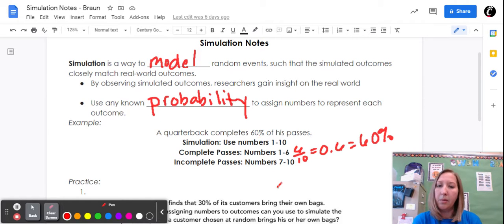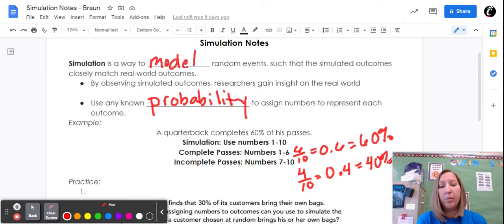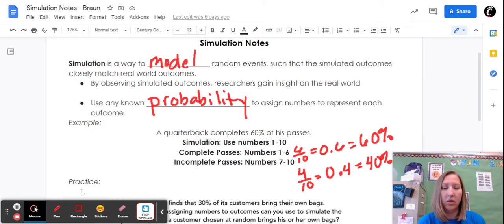And then the incomplete passes, we could use the numbers 7 through 10. That is 4 numbers. So that would be 4 out of 10, which would be 0.4, which would equal 40%. So that would be a way we could run a simulation that would help us to model his 60% of completed passes. All right, so let's take a look at some practice and we can work through some practice problems together.